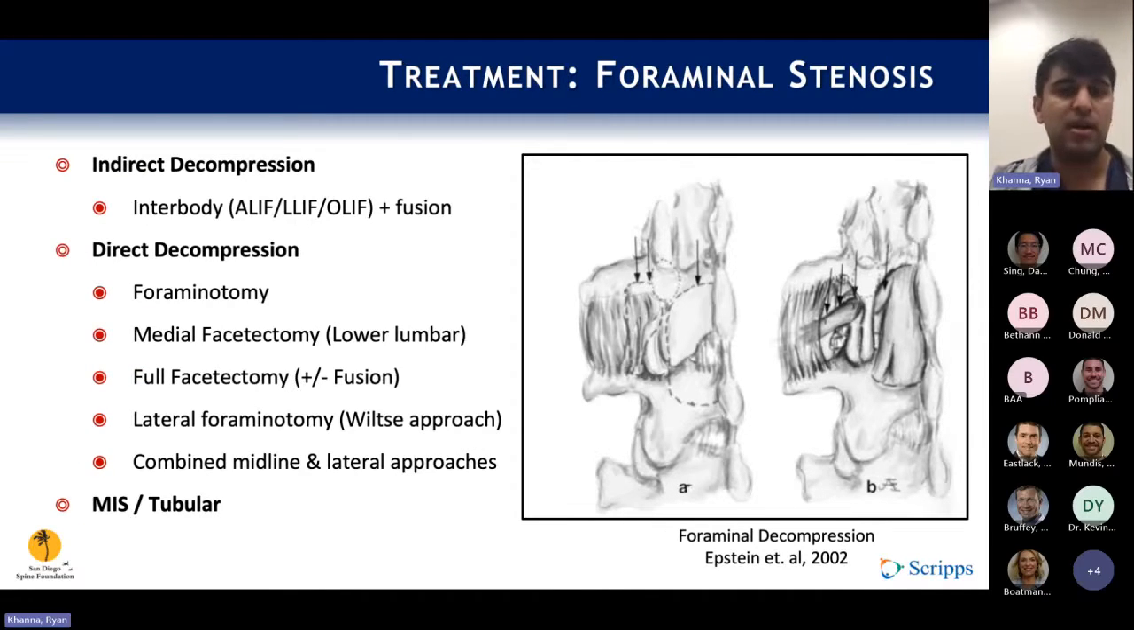Treatment can be done indirectly or directly. Indirectly, if you're going to fuse, oftentimes anteriorly at the lower levels, L4 to S1, can be done with ALIF. Above L4-5 can be done with a lateral or OLIF, depending on what technique you feel more comfortable with, followed by a fusion. Versus a direct decompression, which can be done with a direct foraminotomy, a facetectomy, a lateral foraminotomy from a Wiltse approach, and then there's an MIS tubular approach as well as an endoscopic approach to decompress the foramen.